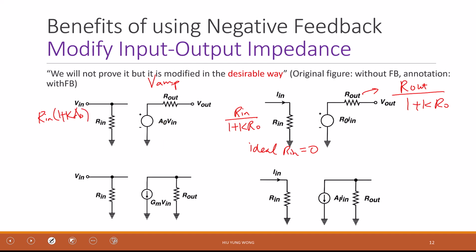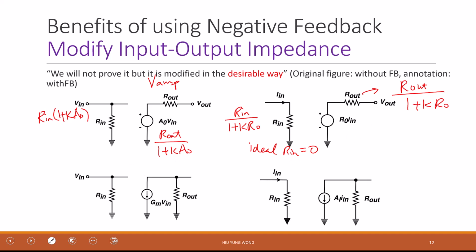How about the output? How will it be modified? It becomes 0. So how will it be modified? R_out divided by 1 plus K A0. Thank you very much. So basically this is a voltage amplifier. Recognize that the input is voltage, output is voltage. So it's a voltage sensor. A voltage sensor wants to have very large impedance. So that's why R_in times 1 plus K A0. This is a voltage source, so it's R_out divided by 1 plus K A0. Okay, great. So we are done with this.